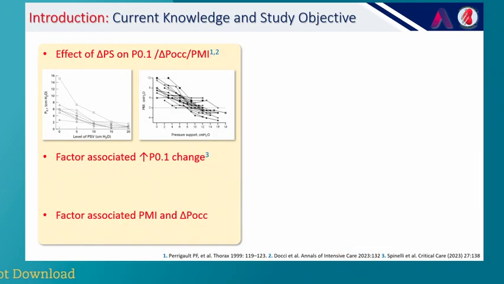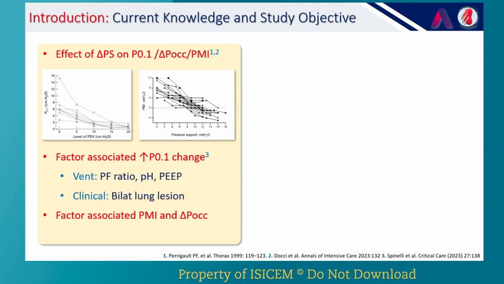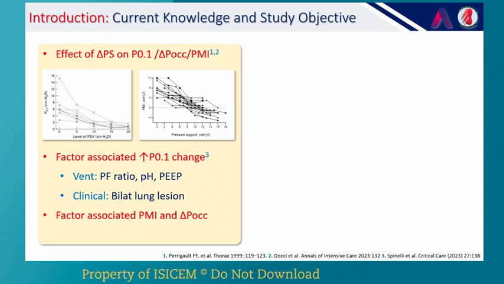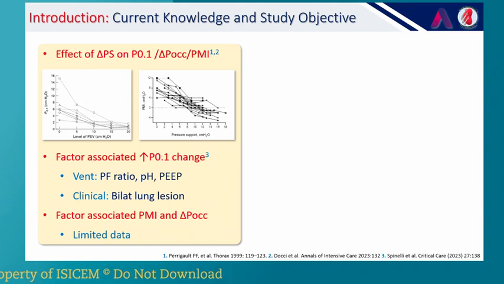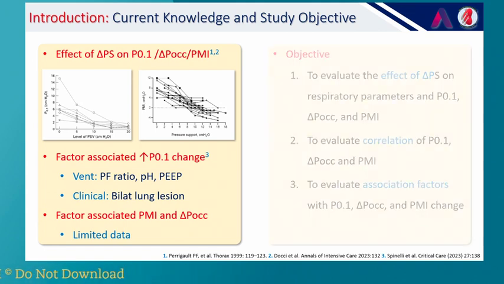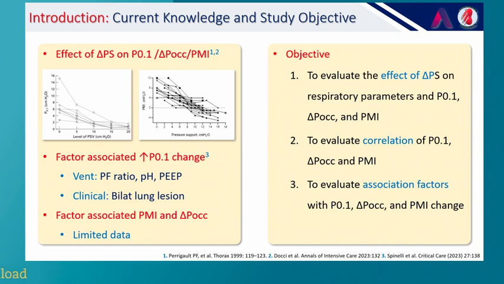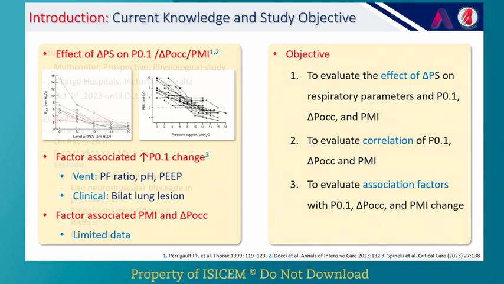So what do we know about these in terms of the epidemiology and our understanding? There are limited studies of what happens if you increase pressure support ventilation in these patients, and you can see there is clearly a decrease in the occlusion pressure and the P0.1. We got some understanding of what kind of factors might influence respiratory drive. We got limited data on what might influence respiratory effort at a clinical level. So we aim to conduct studies to evaluate what the effect of change in pressure support would be on these measures of drive and effort, to evaluate the correlation between these measures and the associated factors that might be associated with changes in pressure support and absolute values.